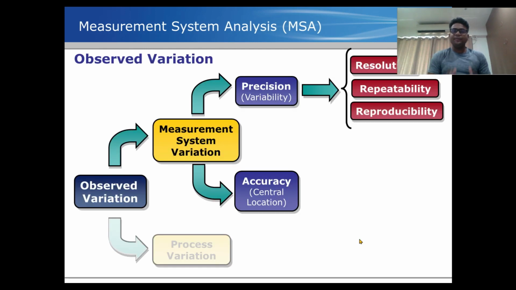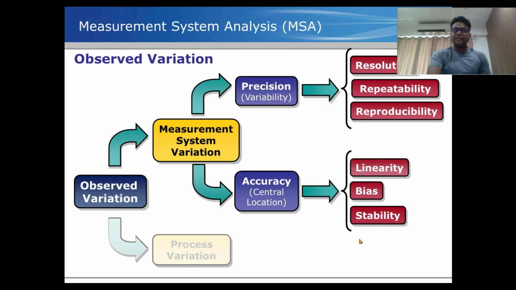Precision can be measured by three methods: resolution, repeatability and reproducibility. And accuracy can be measured by three methods: linearity, bias and stability. One by one we will study resolution, repeatability, reproducibility, linearity, bias and stability.